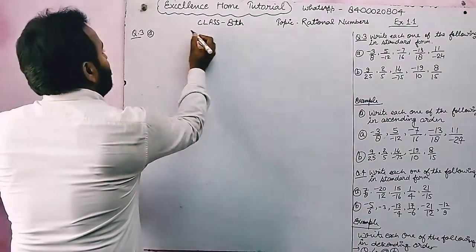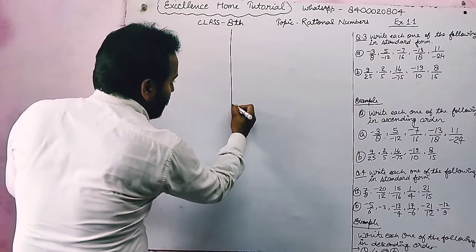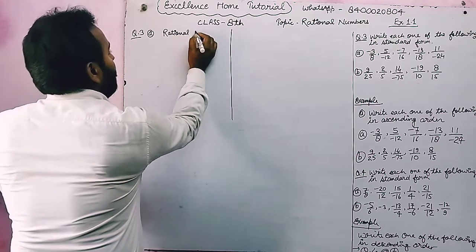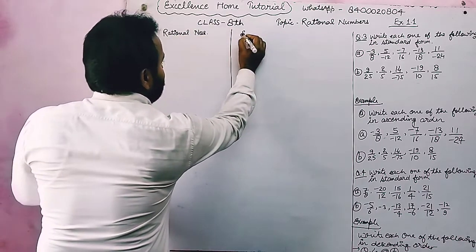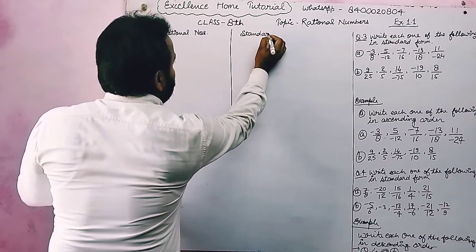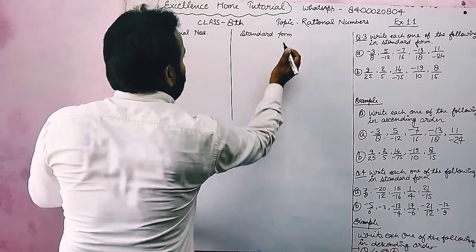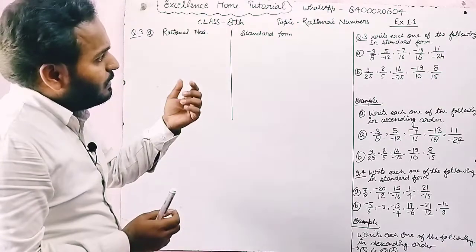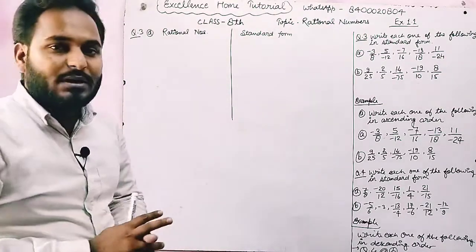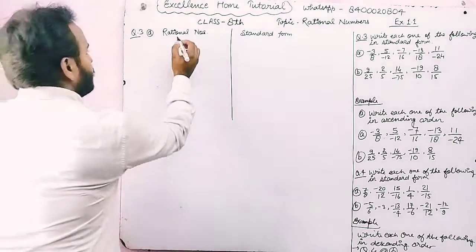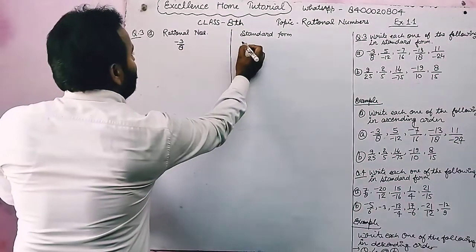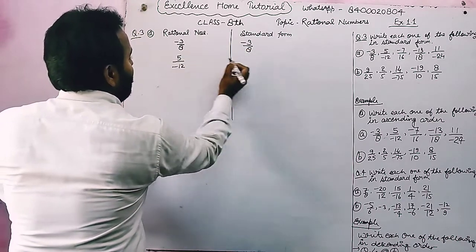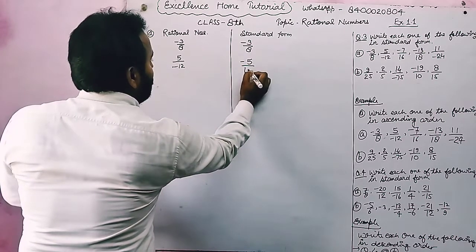Okay, so we have to make a column in which the rational numbers are written on the left side and the standard form on the right side. The standard form of a rational number is a rational number which is in lowest form and the denominator should be positive. So minus 3 by 8 is already in standard form, and 5 by minus 12 is written as minus 5 by 12.